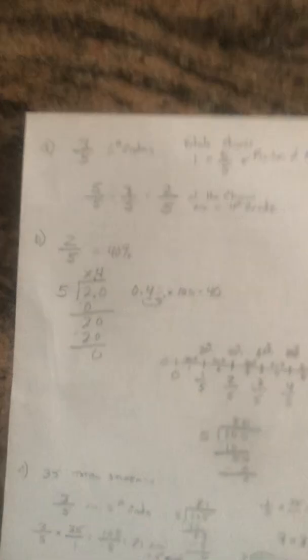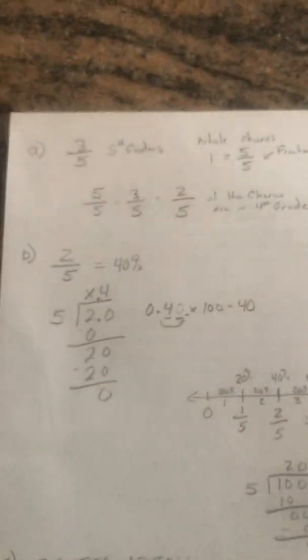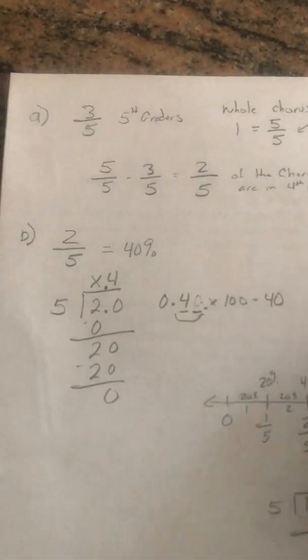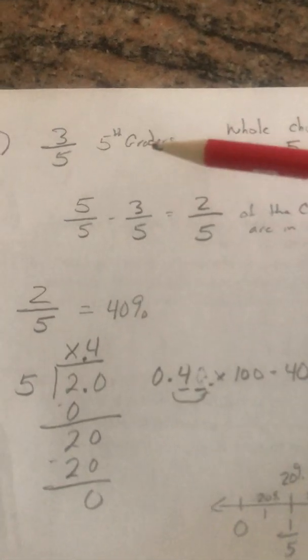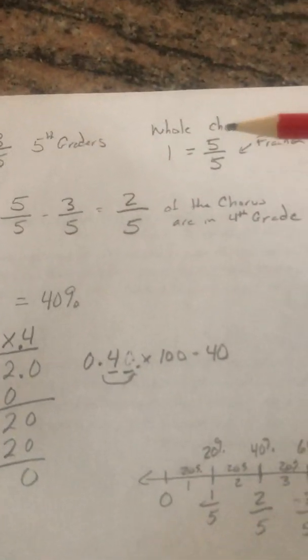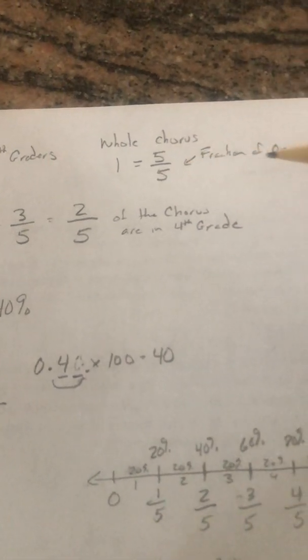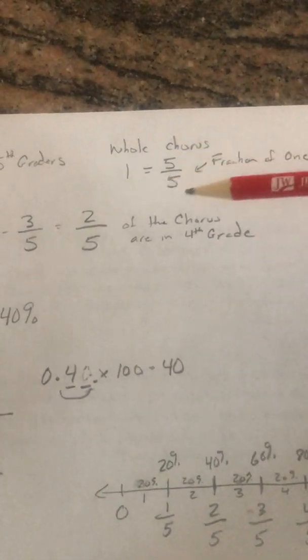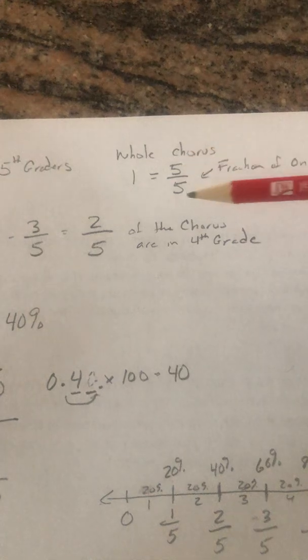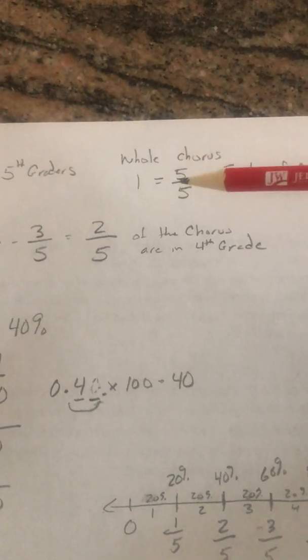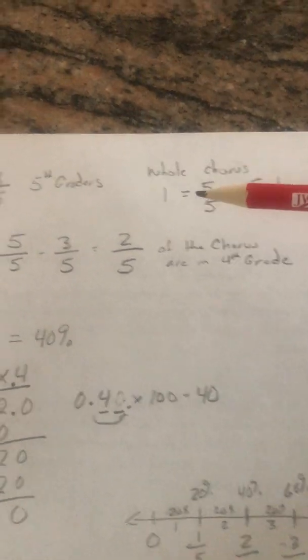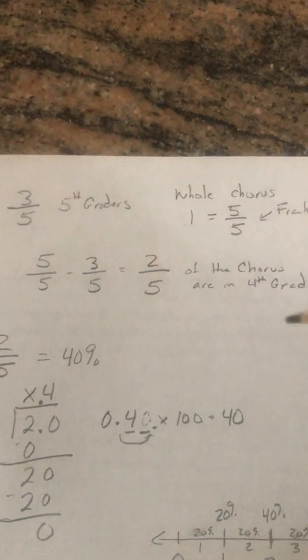So, if we look at our solutions. For part A, we know that 3/5 of the students are 5th graders. We know that the whole chorus, which is 1, is going to be equal to 5/5. This is again a fraction of 1. We can pick any fraction of 1 that we want where our numerator and denominator are the same. In this case, I'm picking 5/5 because the denominator is 5.